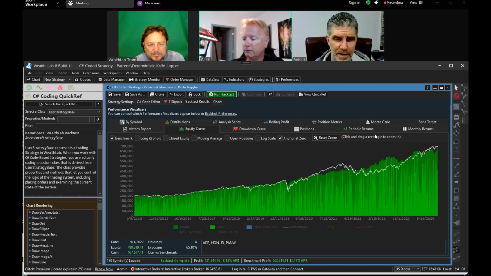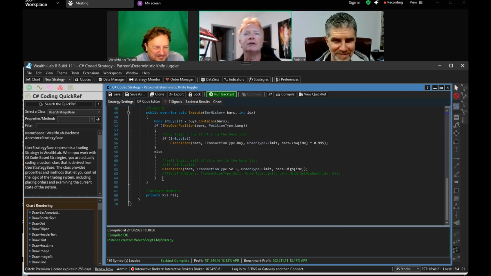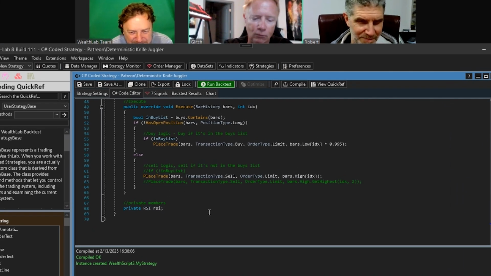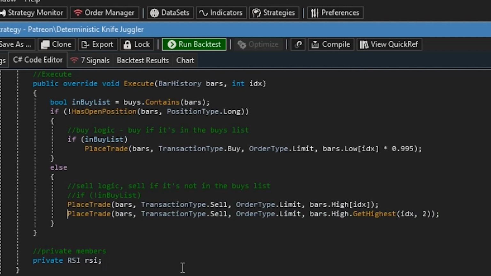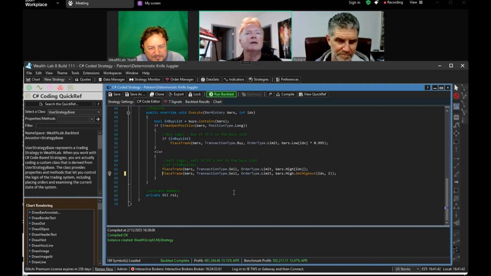So one other thing that Rainfield mentioned, which is quite interesting, is he noticed in the code, so guys, close your eyes for a second. All right, so he noticed in the code that there is a commented out exit here. And he said, well, can I run it with both of these limit exits? So one is exiting on the high of the previous bar, one is exiting at the highest high of the past 2 bars. And you can't do that because if both of those limit orders are placed, and they both happen to be filled, WealthLab will randomly choose which one to take.